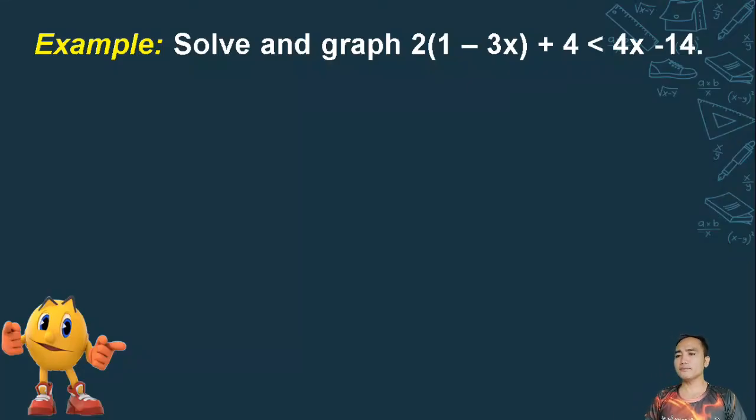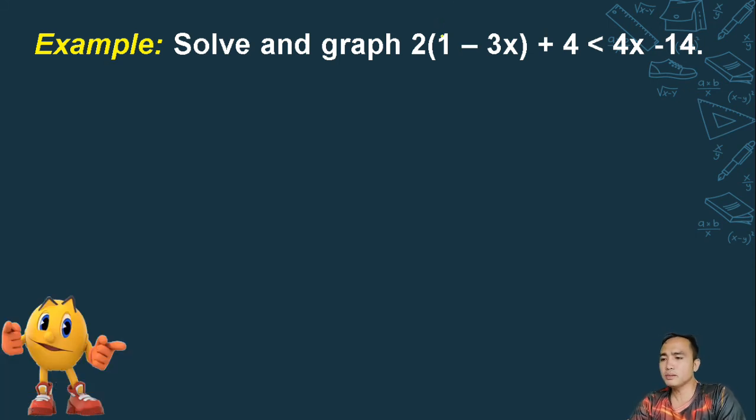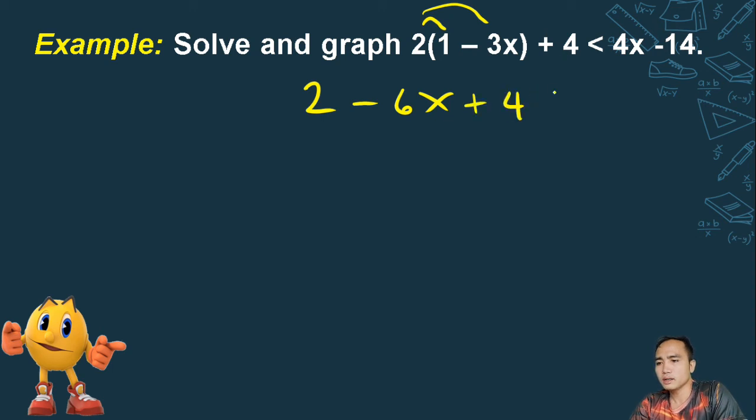Next, solve and graph 2 times the group 1 minus 3x, plus 4, less than 4x minus 14. To eliminate our grouping symbol, the parentheses, we're going to use the distributive property of multiplication. 2 times 1 is 2. 2 times negative 3x is negative 6x. And then copy plus 4 less than 4x minus 14.